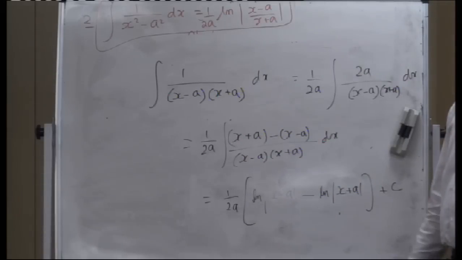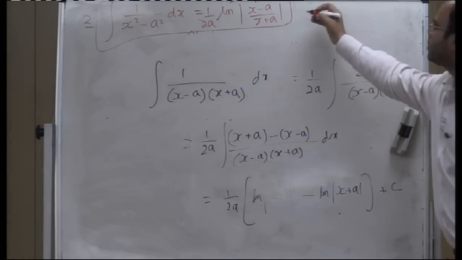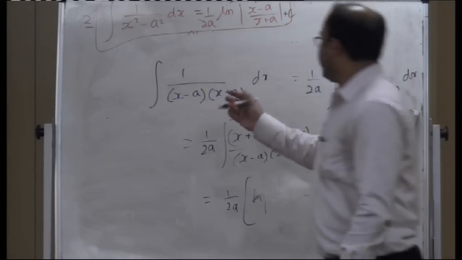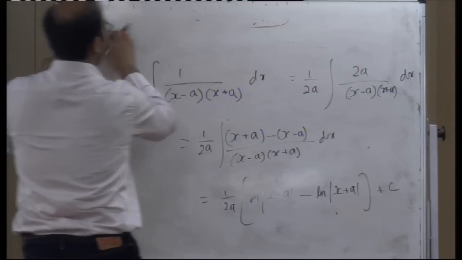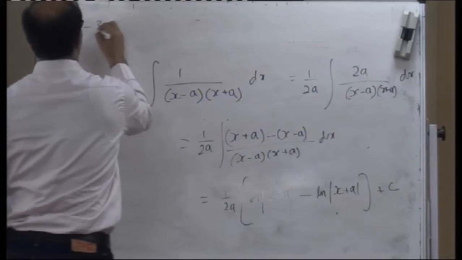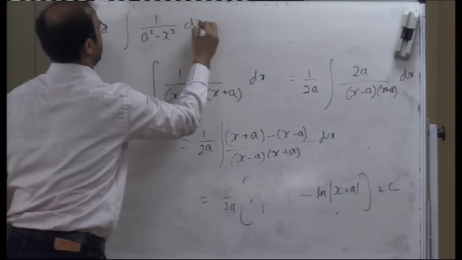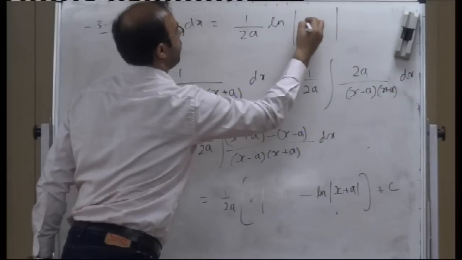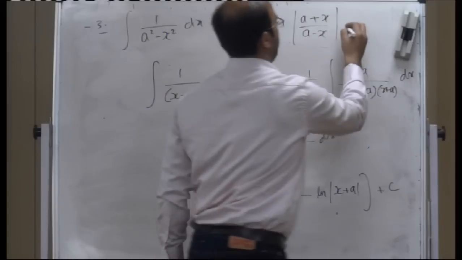If you apply the formula of log m minus log n, that is log of m by n plus a constant, you can apply here, 1 by 2. Next we have a similar formula, and we are not going to derive that. Integral of 1 by a square minus x square dx will become 1 by 2a ln of mod of a plus x upon a minus x plus c.